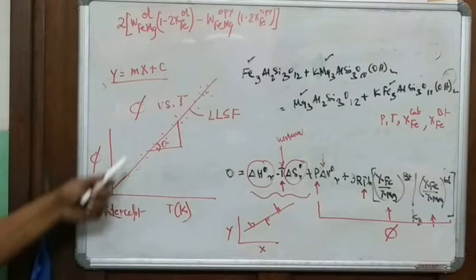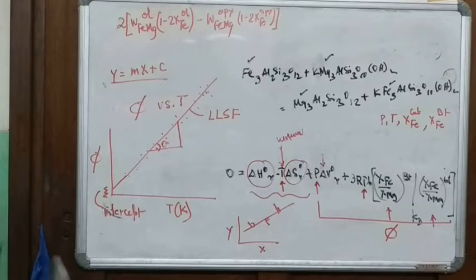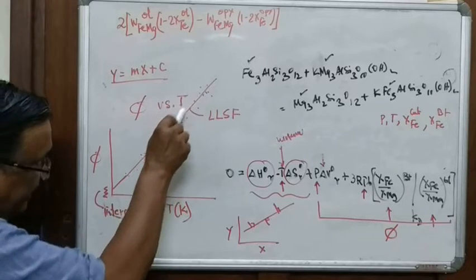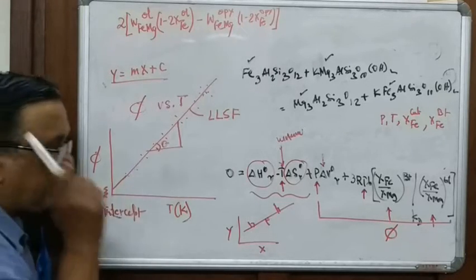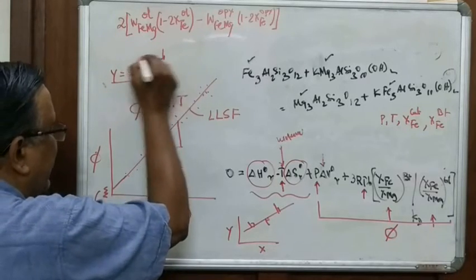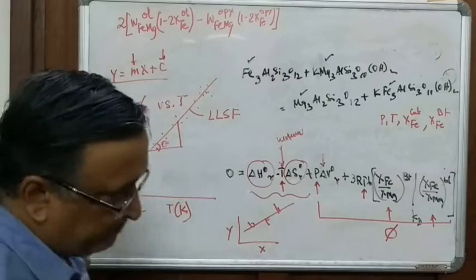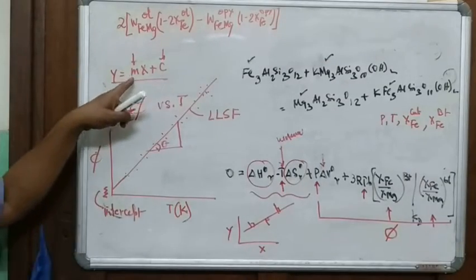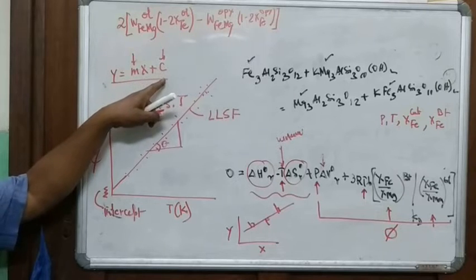It has an intercept and it has a slope. Now, I will not tell you more. I will tell you that if this straight line is there, then it will have an intercept which is C and it will have a slope which is M. If it's a line, it will have a slope and an intercept.